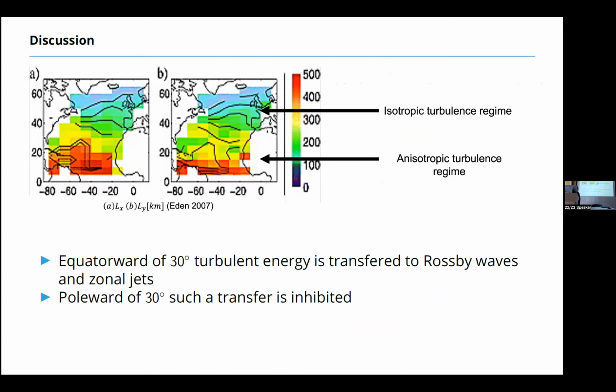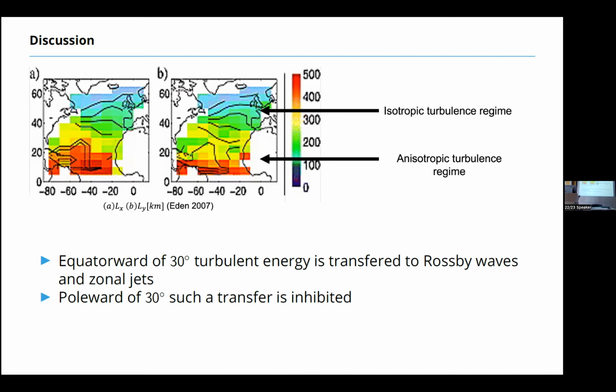And the explanation can be found in the theory of Rhines, which says that at the Rhines scale, there is a transfer of turbulent eddy energy to Rossby waves and zonal jets, where there are time and length scale matches. And it can be shown that equatorward of 30 degrees, this transfer is possible, whereas poleward of 30 degrees, such a transfer is inhibited.